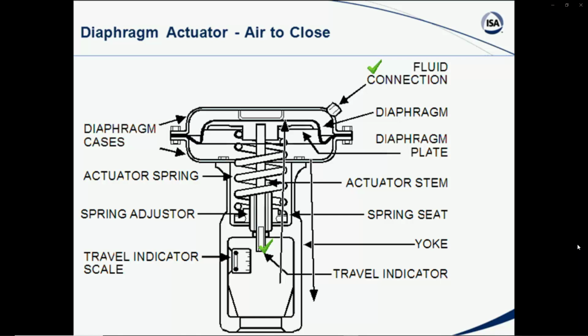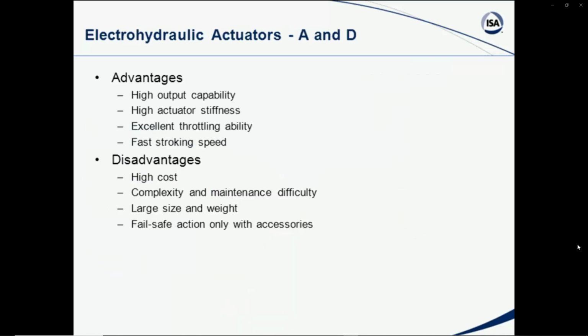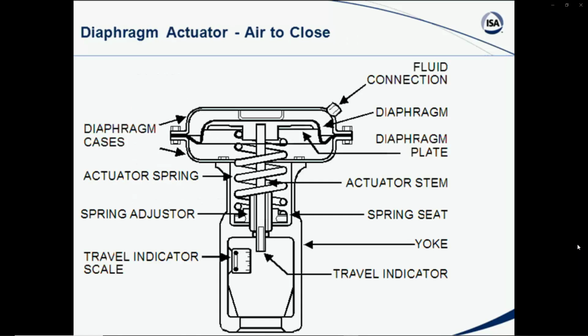So all of these enter into the actual operation of the valve, and again you can see the spring seat, the spring adjuster that you have. So this is a typical air to close, or direct acting, if you will, air to extend actuator. And you can have this type of actuator, or you can have a reverse acting, air to retract, air to open type action.